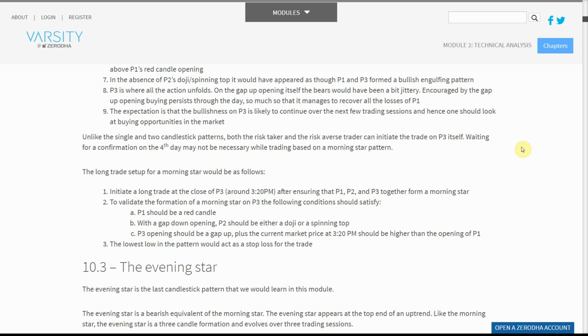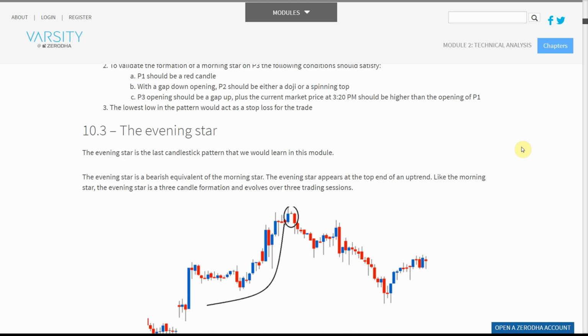To validate the formation of a morning star on P3, the following conditions should be satisfied. P1 should be a red candle with a gap down opening. P2 should be either a doji or a spinning top. P3 opening should be a gap up. Plus, the current market price at 3:20 p.m. should be higher than the opening of P1. The lowest low in the pattern would act as a stop loss for the trade.